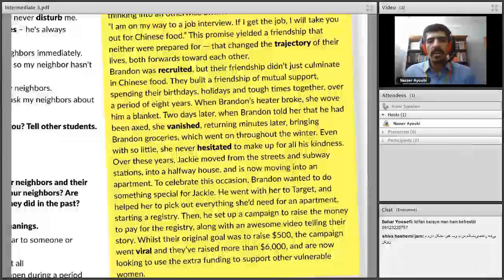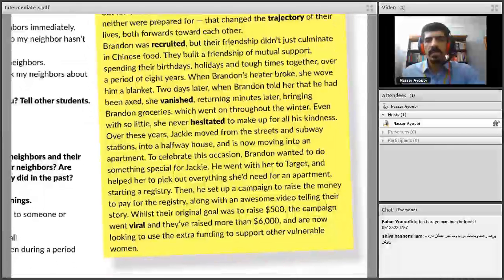during 8 years, when Brandon's heater broke, she wove him a blanket. When Brandon's heater broke, means broke down, she wove him, past form of weave, a blanket, to keep him warm. 2 days later, when Brandon told her that he had been axed, ax means dismiss.